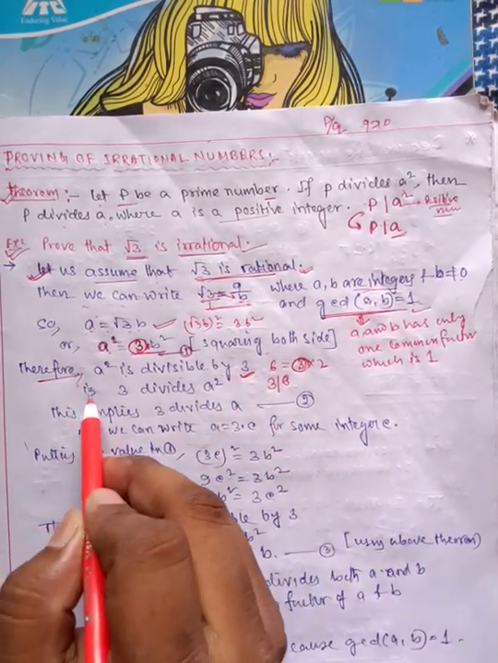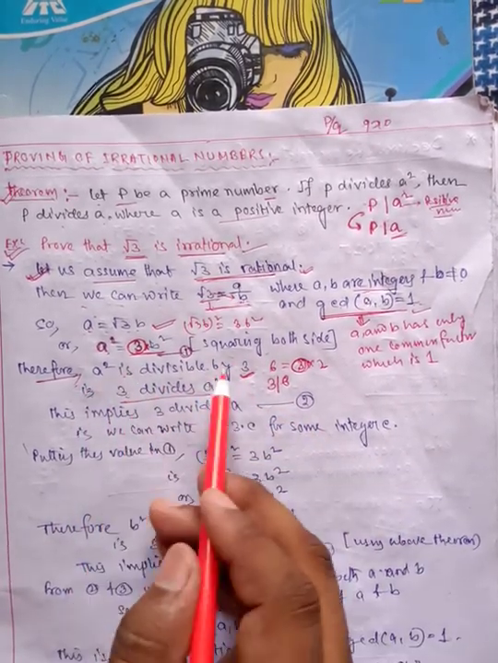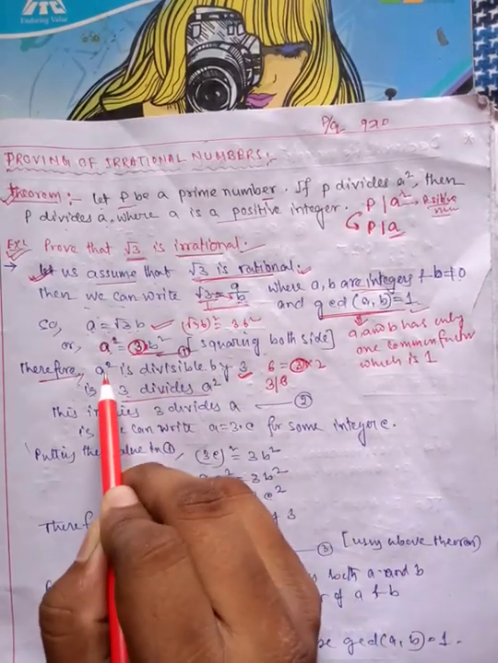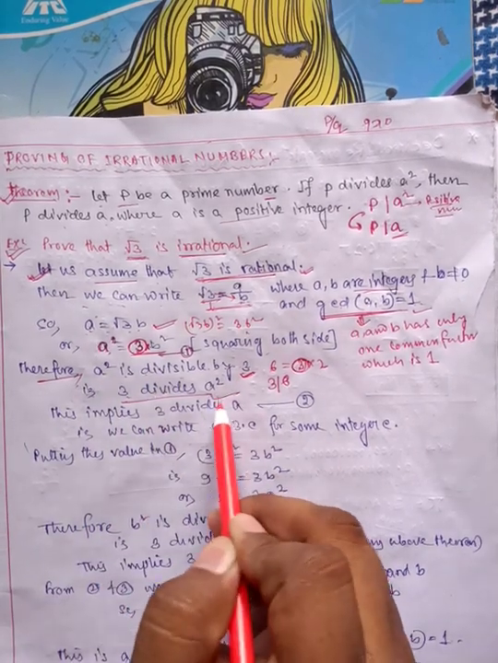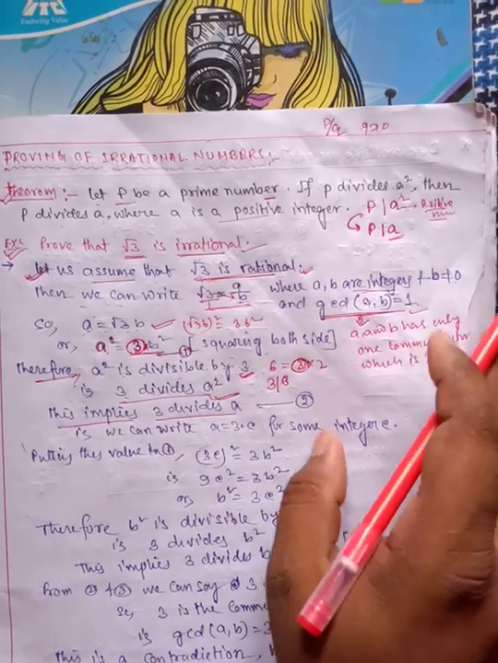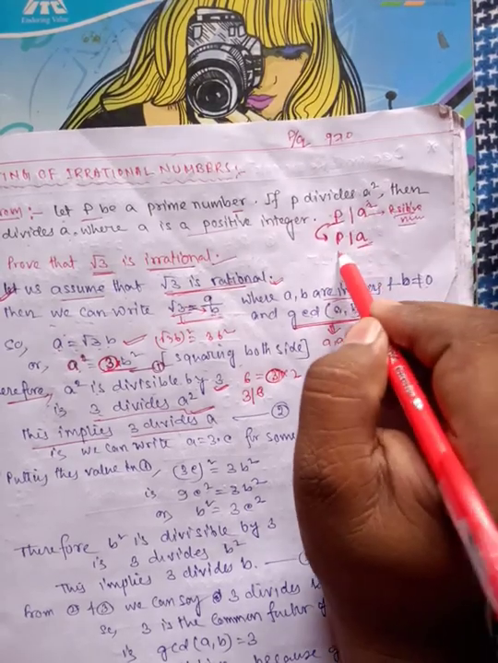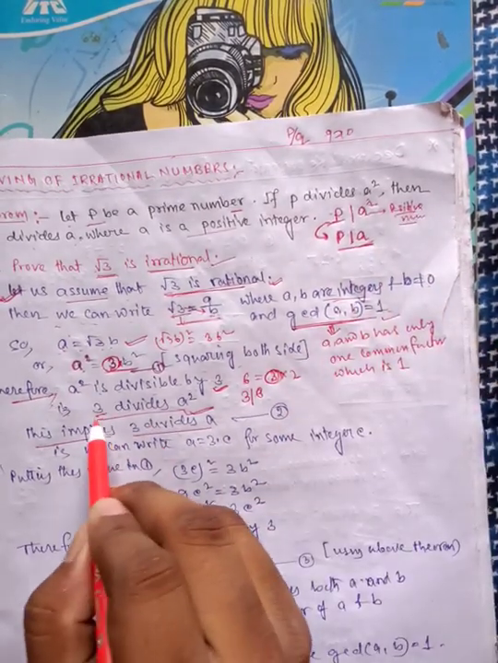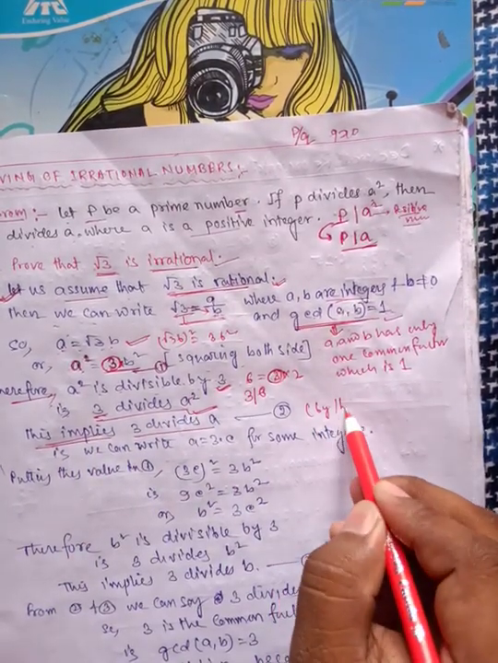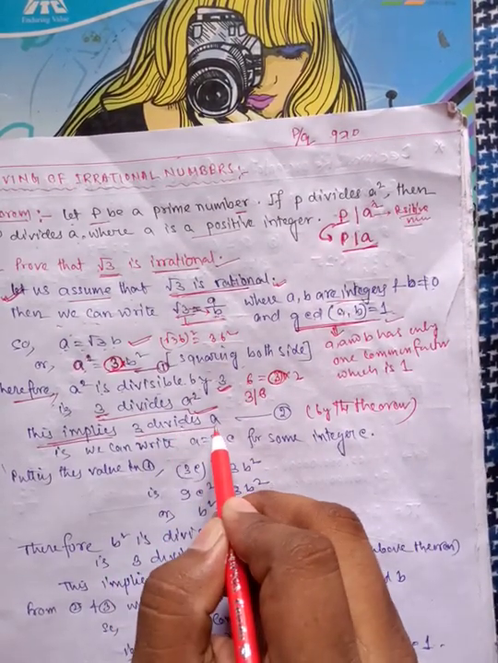A square is divisible by 3, and you can write that as 3 divides a square. Just the opposite way, a square is divisible by 3 means 3 divides a square. Understood? 3 divides a square. Now this implies 3 divides a, that I have discussed in the theorem. If a prime number p divides a square, then p divides a. So 3 is a prime number, 3 divides a square, so this implies by the theorem that 3 divides a. Understood?